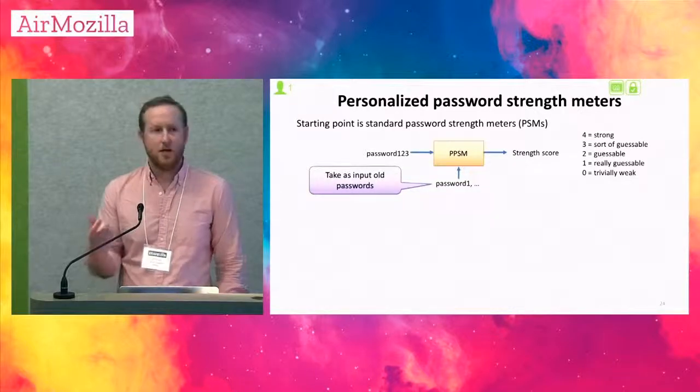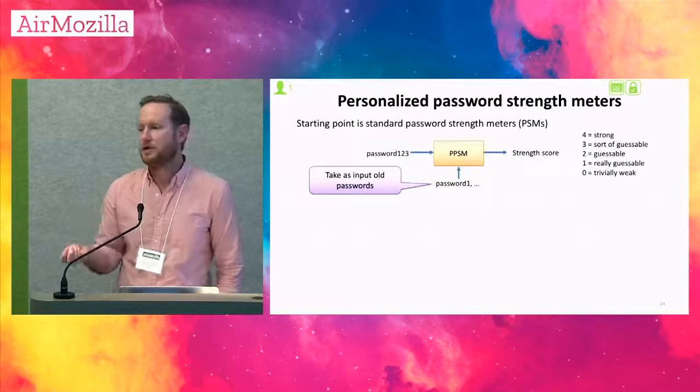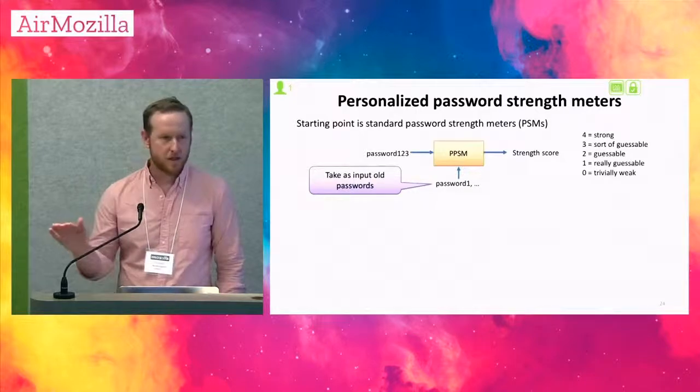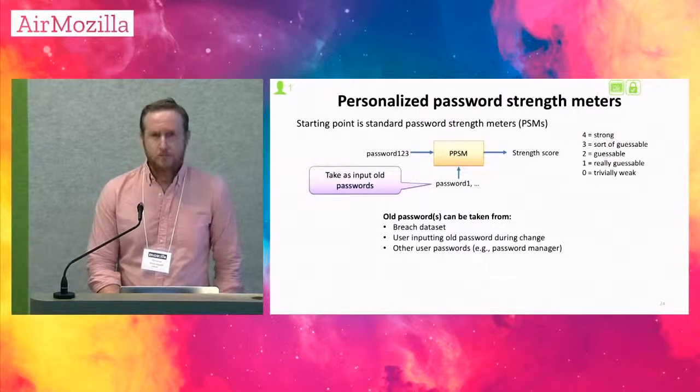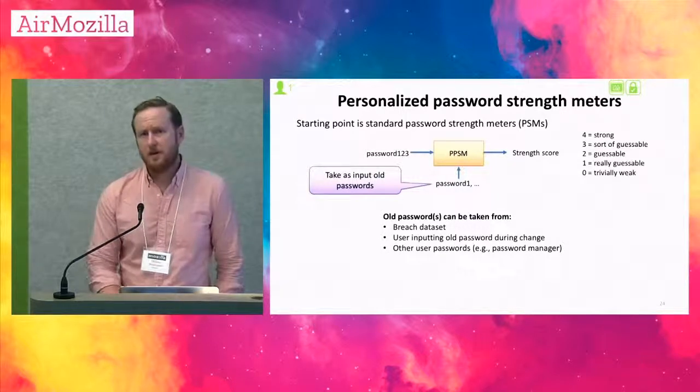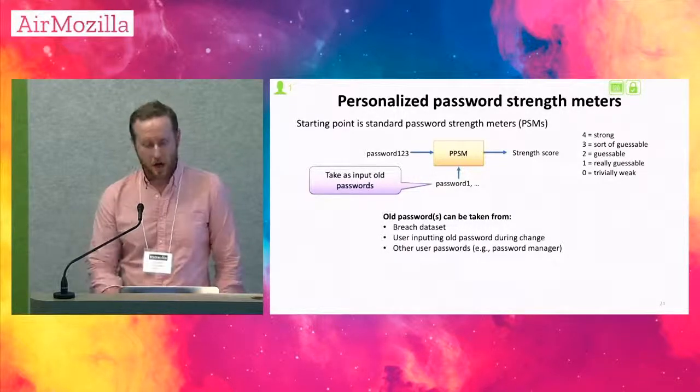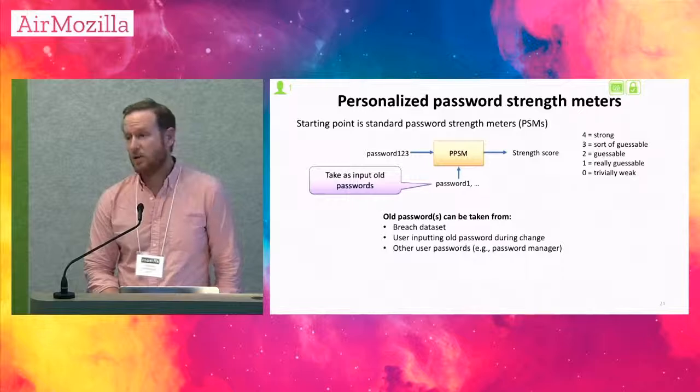Intuitively, what we want is to say that if password123 is too close to this breached password, password1, we should give it a low score. You could imagine lots of other contexts, but here we're really thinking about these old passwords being the ones from a breach.